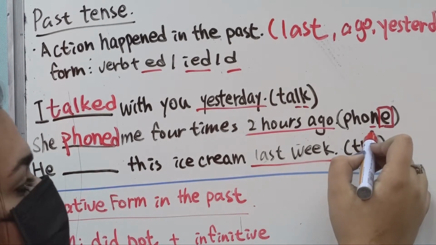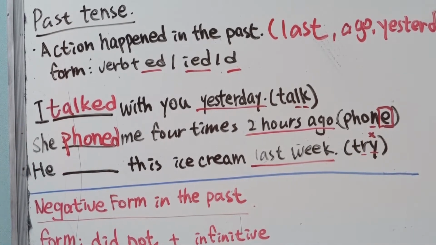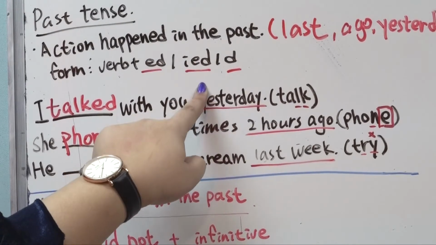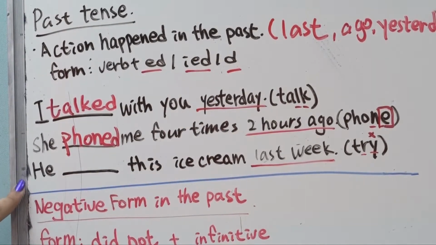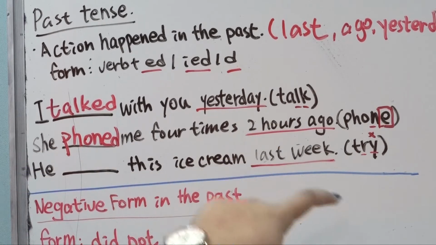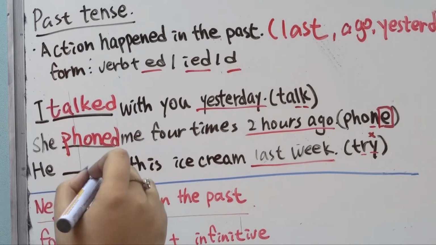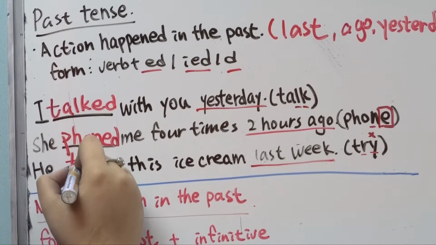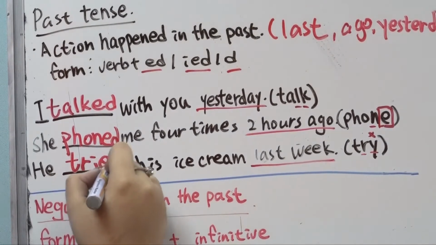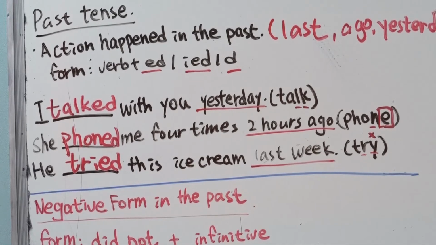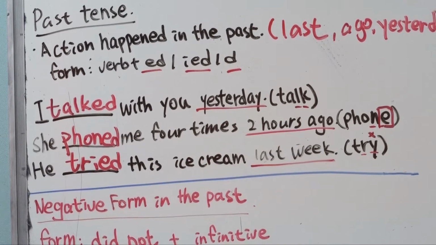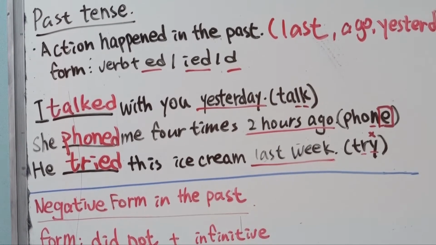Remember, we have to cross out the Y and add I, E, D. So this sentence will be he tried this ice cream last week. How do we spell try in the past? 3, 2, 1. Let's see if you guess it. T, R, I, E, D. Correct? He tried this ice cream last week. Good job. Okay.